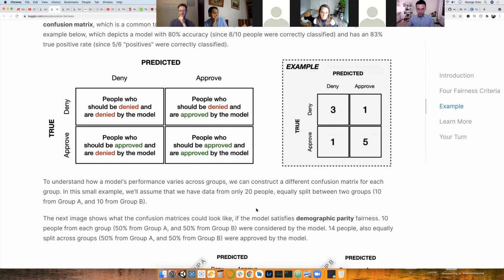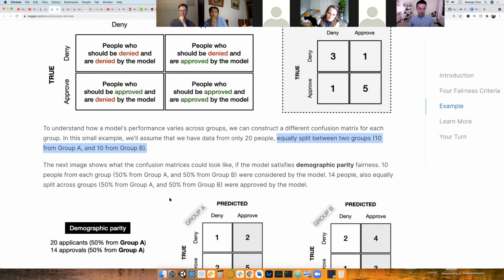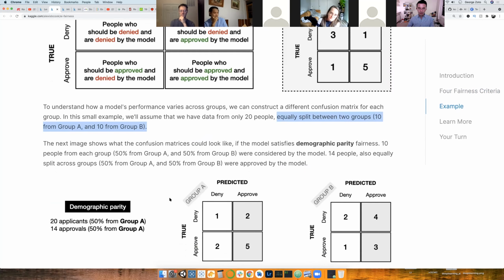Cool. We're going to look at one very specific example from 20 people. Let's say that's our data set. We will equally split them into two groups. Group A has 10 people and Group B has 10 people. Then we're going to look at some confusion matrices, and at how these fairness metrics look. So let's say, for example, that our model produces this confusion matrix for Group A and this confusion matrix for Group B.